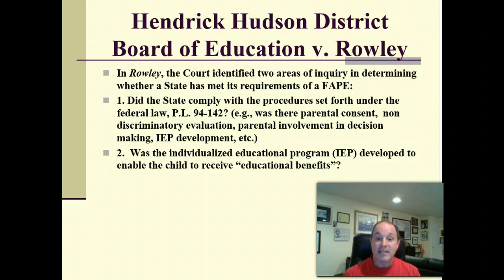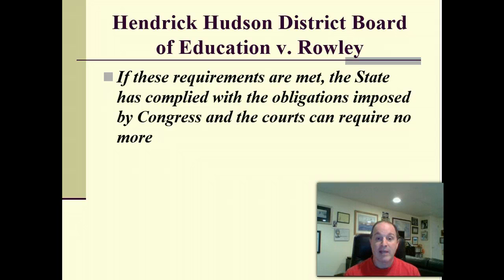So the Supreme Court says when we're determining whether or not an appropriate education has been provided, first, did the state do everything right? Did the school district do everything it was supposed to do in terms of the evaluation, in terms of getting consent, in terms of providing an IEP? Did it do everything that we have discussed in terms of following the law? And second, was the child's IEP developed so that we can say that the child received educational benefit from the program? Those were the two questions the U.S. Supreme Court said needed to be addressed.